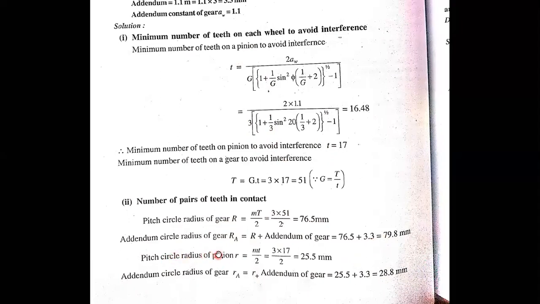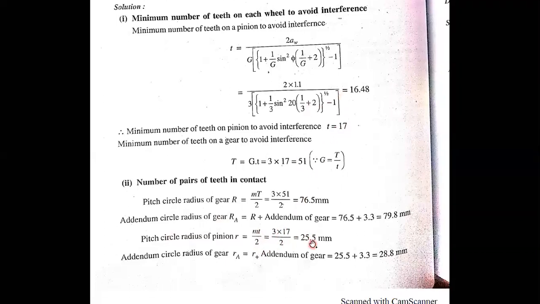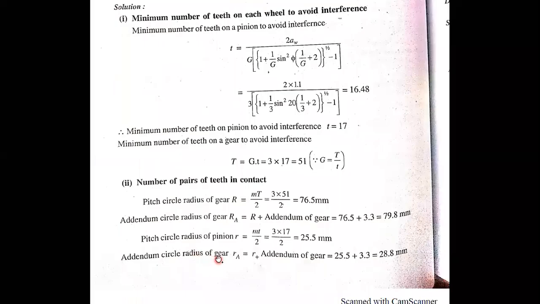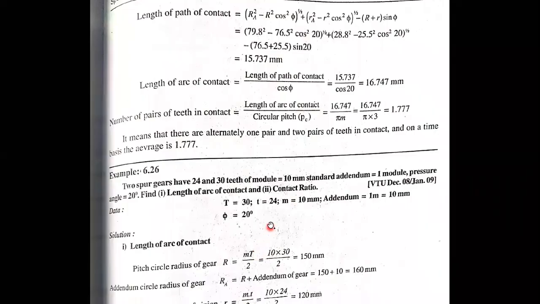Similarly, the pitch circle radius of the pinion, that is small mt divided by 2. So we know small t, we already calculated it here as 17, divided by 2. We get 25.5. Therefore, the addendum circle of the pinion becomes, it is not gear, pinion, small ra is equal to small r plus the addendum of the pinion. So here they made a printing mistake. It is not gear, it is pinion. Therefore, you get 28.8. Now we got capital RA, capital R, small ra, small r.